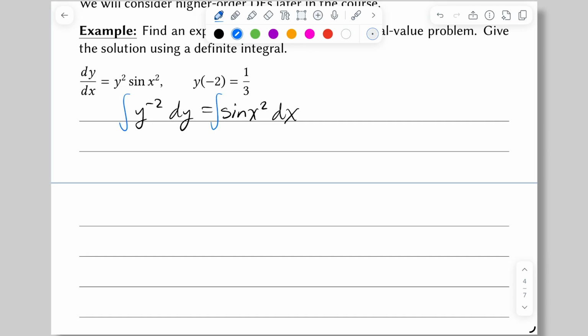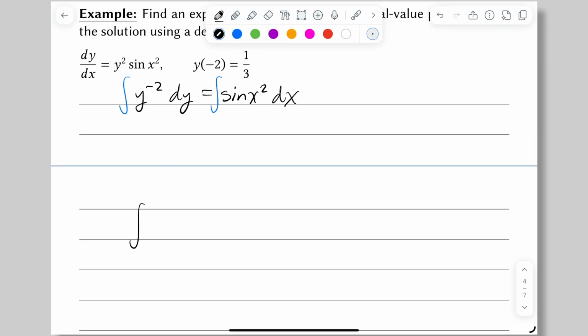Ordinarily, we would integrate both sides. And on the left-hand side, it's not a big deal. We have negative 1 over y. But on the right-hand side, we can't integrate that. So what we're instead going to do is turn both of these integrals into definite integrals. I'm going to write the integral on the left-hand side as the integral of y to the negative 2 dy from, now here's an interesting thing, we're going to use the initial condition input value, in this case, negative 2. And then we're going to make the upper limit of integration x, and we'll see how that works out.